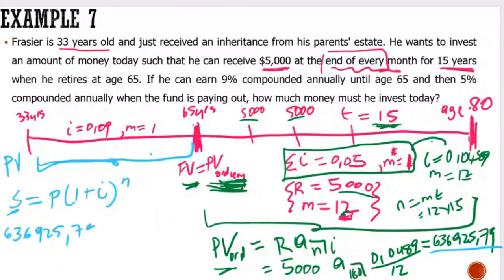925.79. You are looking for P. You don't know the present value, the money that he must invest today. 1 plus your i for this period is 0.09. Remember, this is compounding annually, so I don't need to worry about dividing by m or whatever.